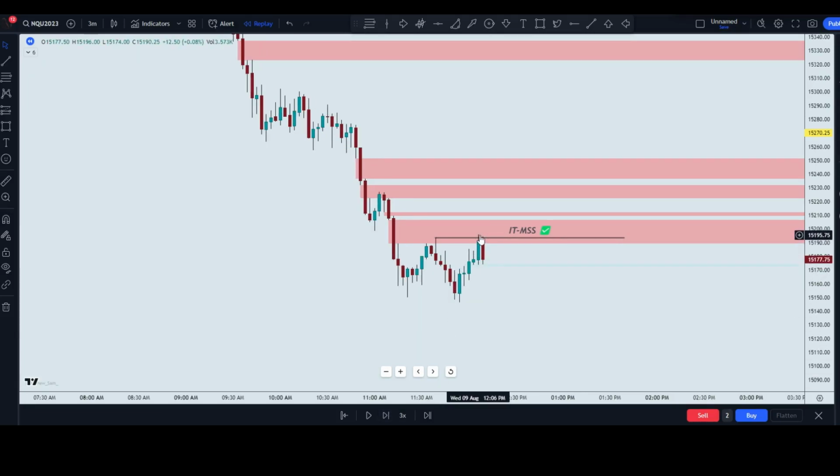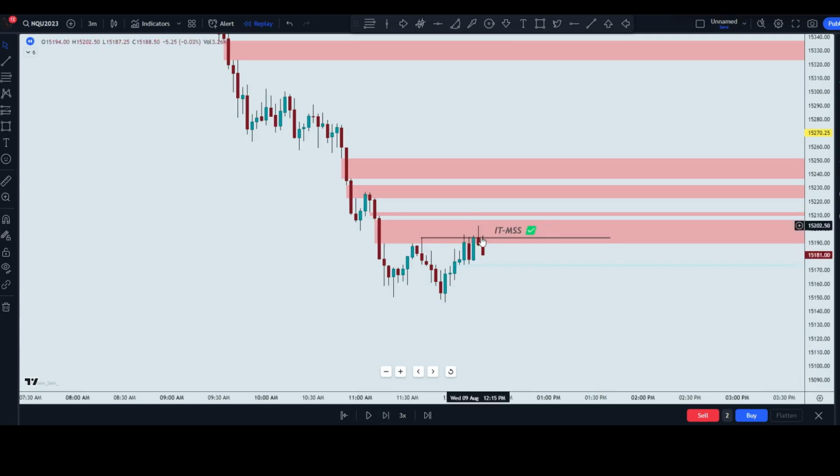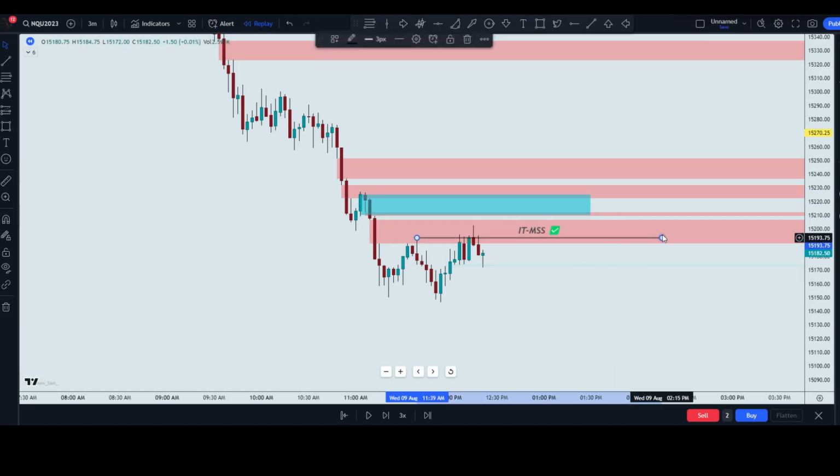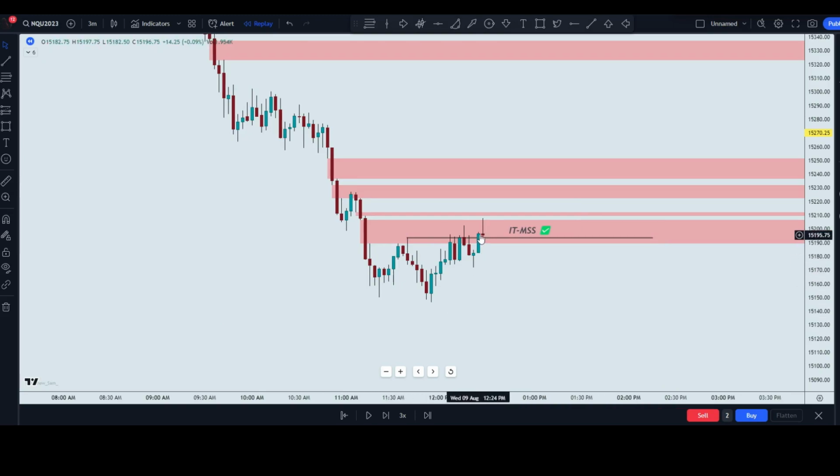You have to wait for the close. A wick above is not good enough. Another wick above, but not a close, because there's an ITOB right here, right? And that will be the next strategy we're going into. This will offer resistance a lot of times. That's why you need to wait for the close. So there you had your close above it right there.